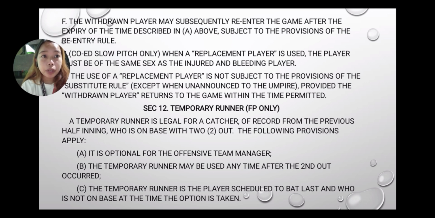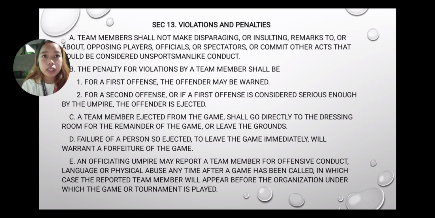Section 12, temporary runner, for FP only. A temporary runner is legal for a catcher or pitcher of record from the previous half inning who is on a base with two out. The following provisions apply. It is optional for the offensive team manager. The temporary runner may be used any time after the second out has occurred. The temporary runner is the player scheduled to bat last and who is not on base at the time the option is taken. So, section 13, the violations and the penalties.